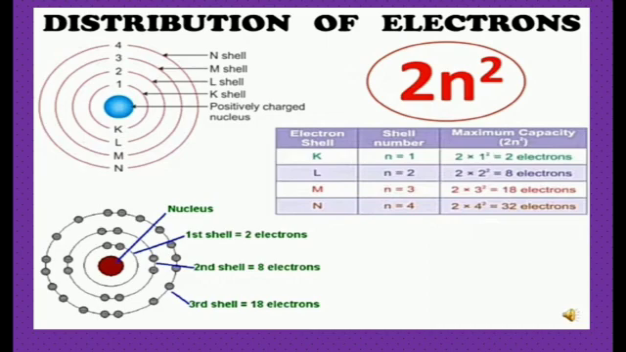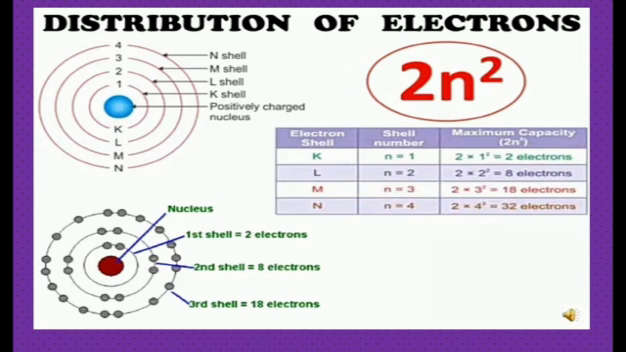Second, that means the L shell. For the L shell, the shell number is 2. So how will we calculate? 2 into 2 squared. 2 squared means 2 into 2. 2 2s are 4. 4 2s are 8. So 8 electrons. Next, third shell, M shell. That means n is 3. 2 into 3 squared. 3 squared means 3 into 3, which is 9. 9 2s are 18 electrons present in the M shell.